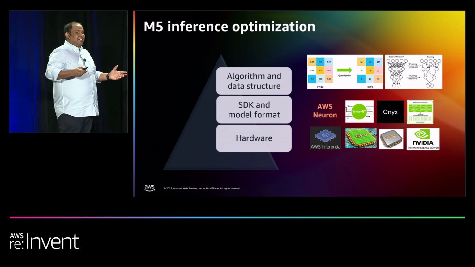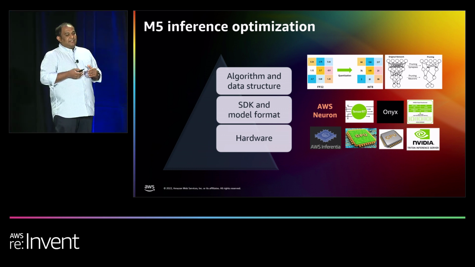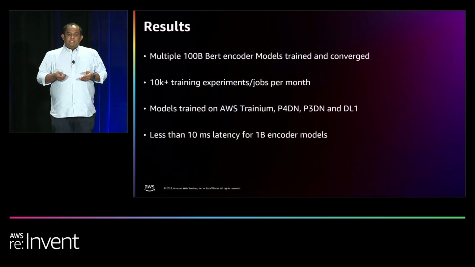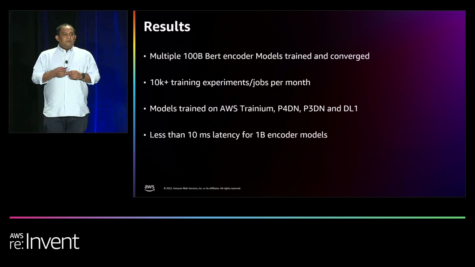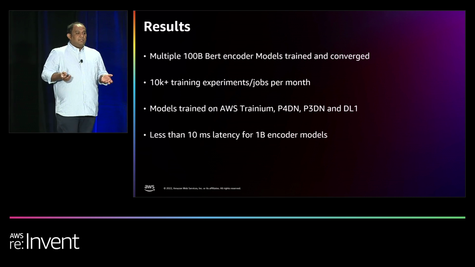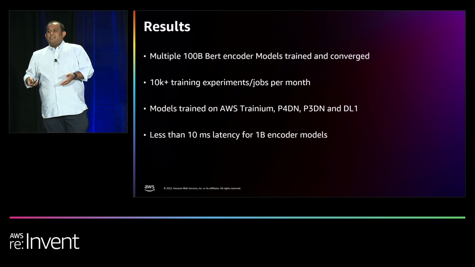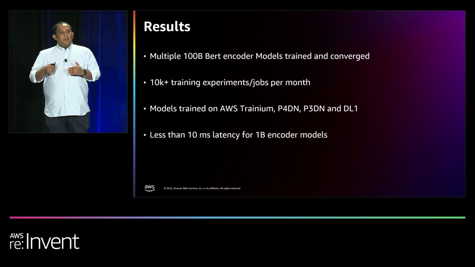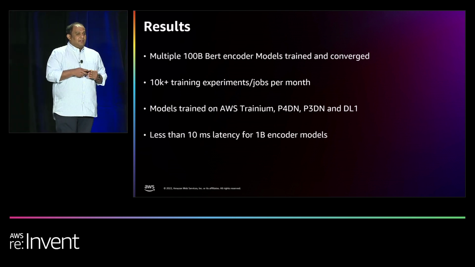So I explained the journey that we have been on for the last 1.5 years, but what are the results that we achieved from the M5 side? We are able to not only train 100 billion parameter encoder models, but also train and converge them. Converging is very hard because of the infrastructure dependency and the algorithmic dependency, but we are able to converge them and use them in production.